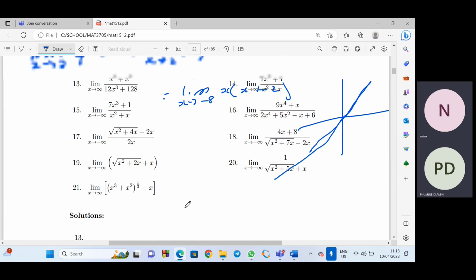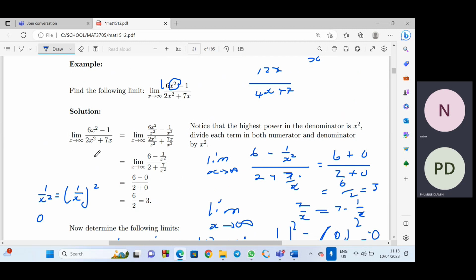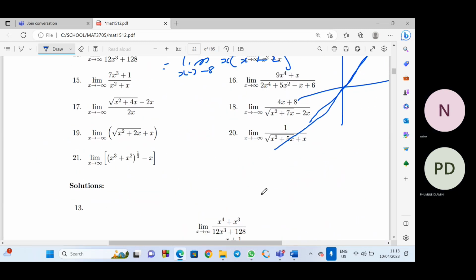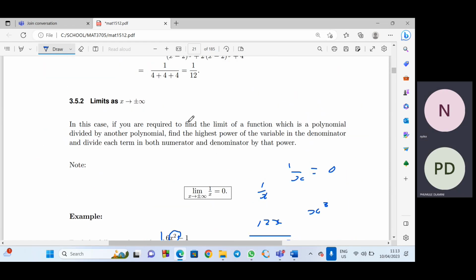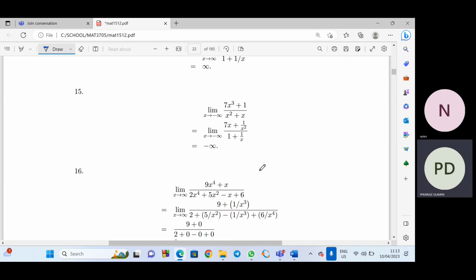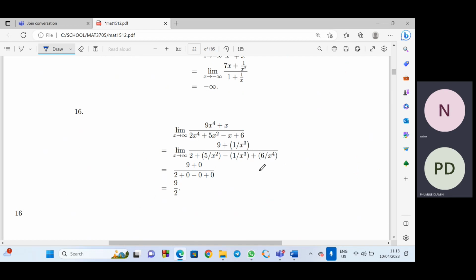So maybe you can also try the other ones. Here the only rule they want you to know is that when you have 1 over x, it equals 0. So you can try to apply the other ones.